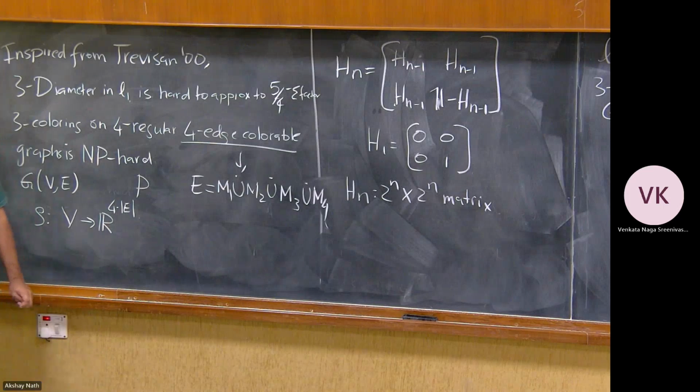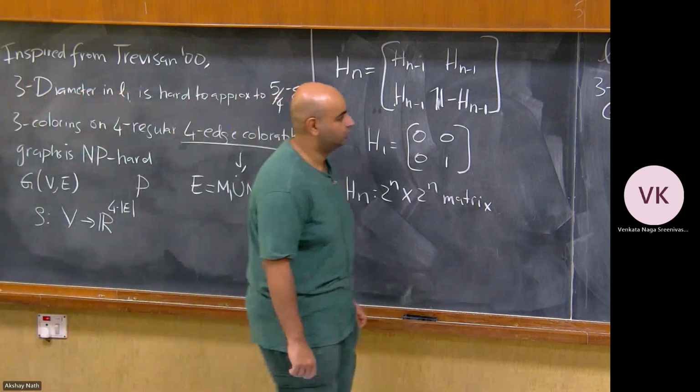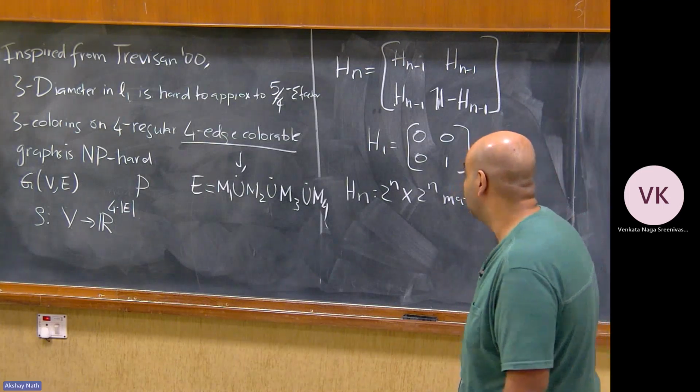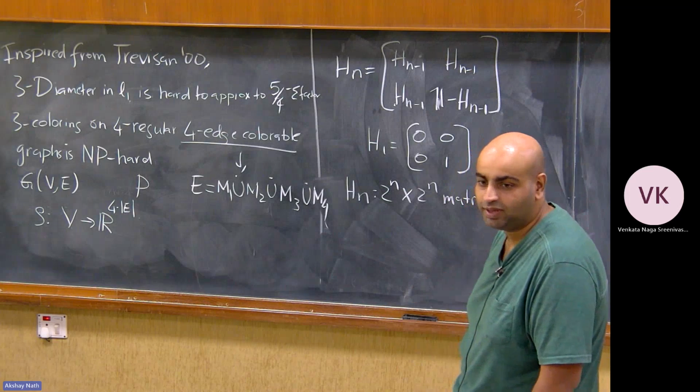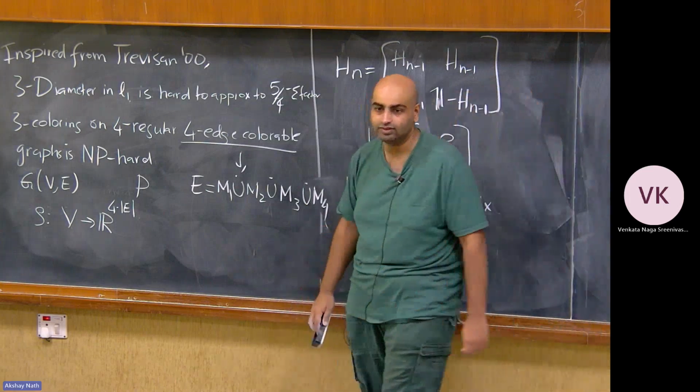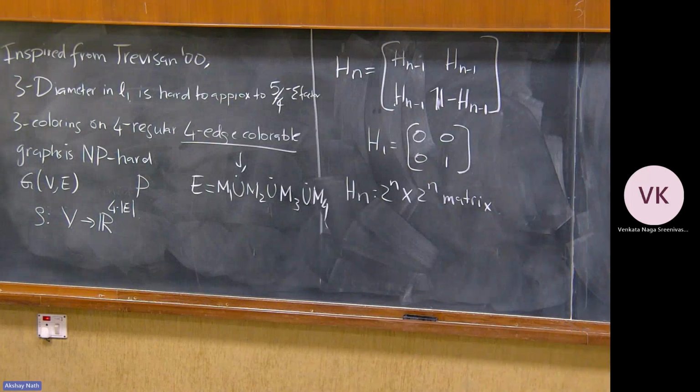Is this fine? Right, but for the NP-hardness proof, you just need to show there exists one. Oh, you mean here? Yeah, here we know. If it's a 4-regular graph, it is 4-edge colorable. You can find it in polynomial time.